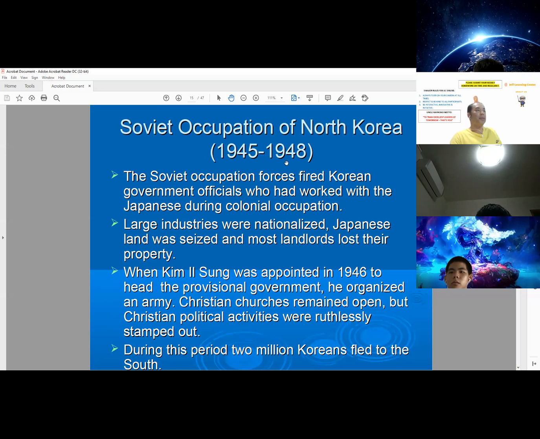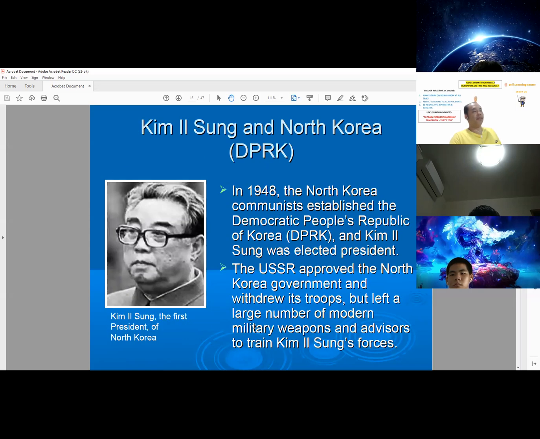Okay, the Soviet Union occupied North Korea. Okay, Kim Il-sung, that is the grandfather of Kim... what is his name again? I suddenly forgot. Oh my God, Kim Jong-un. Yeah, sorry. Okay, I remember that. Christian churches remained open, but Christian political activities were ruthlessly suppressed this time. So they are allowed to open the church, but they don't allow political activity. This is the founder of North Korea. Remember that? Okay.